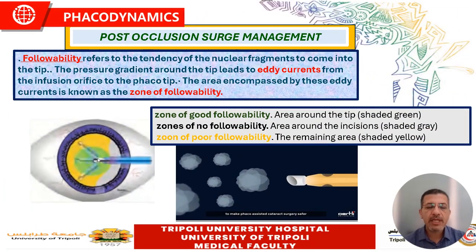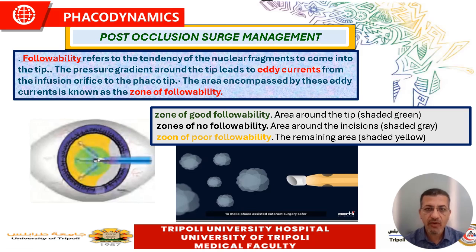Now, to have a better understanding of the post-occlusion surge management, there are two variables or two definitions that are very important to understand: the followability and the holdability. The followability, also named the attractability, is the tendency of the lens fragment to be attracted by the phaco tip, and it is a function of the aspiration flow rate.